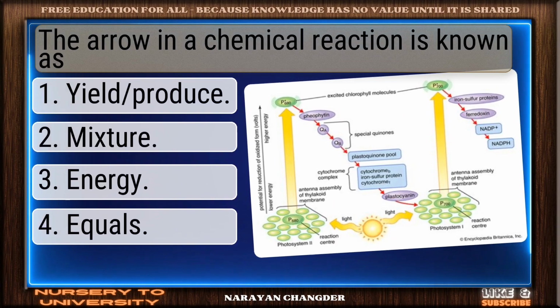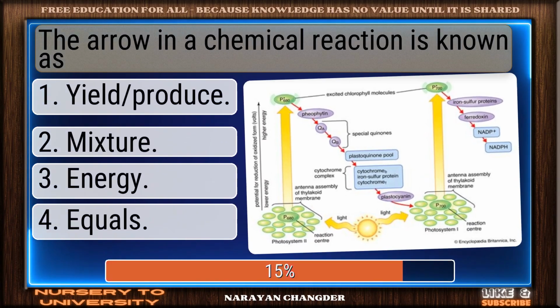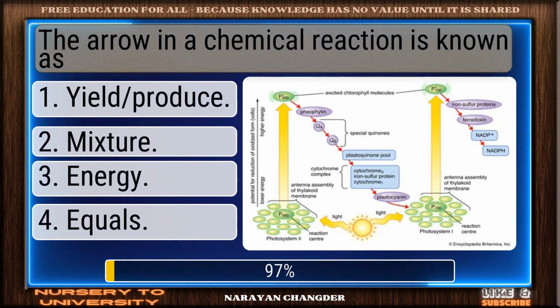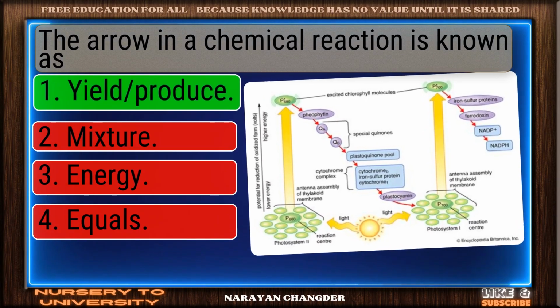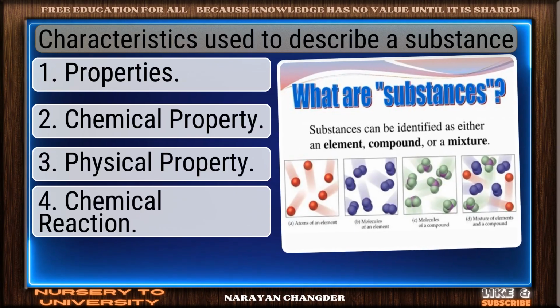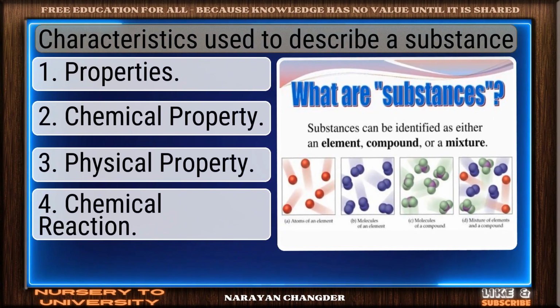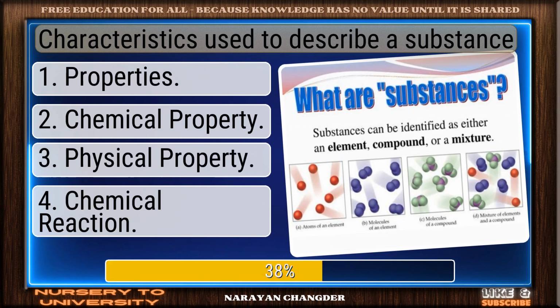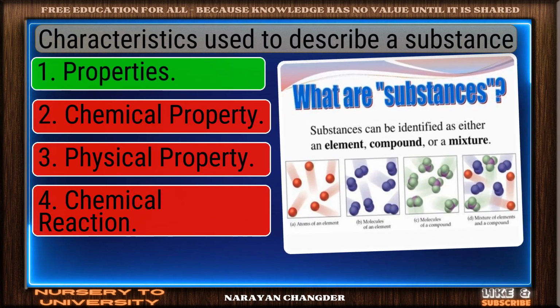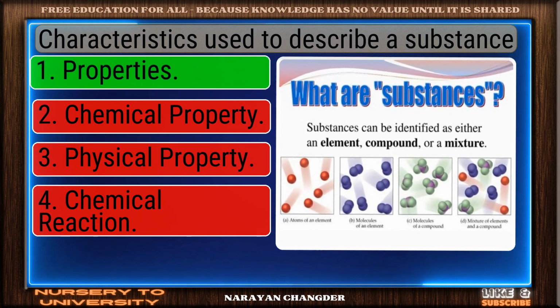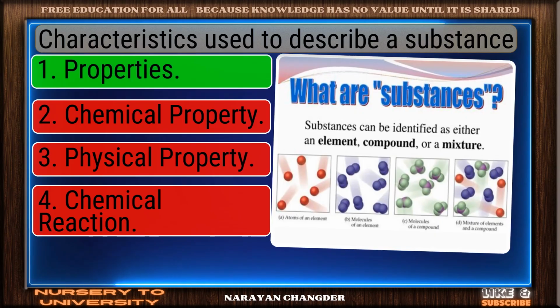The arrow in a chemical reaction is known as. Solid response. Yield produce is a valid choice. Characteristics used to describe a substance. Solid response. Properties is a valid choice.